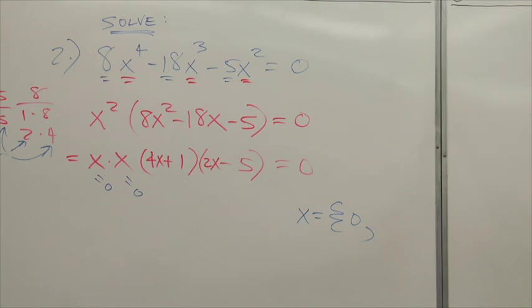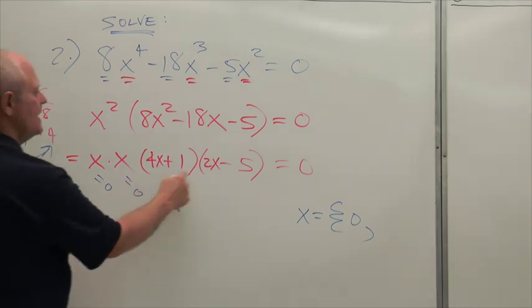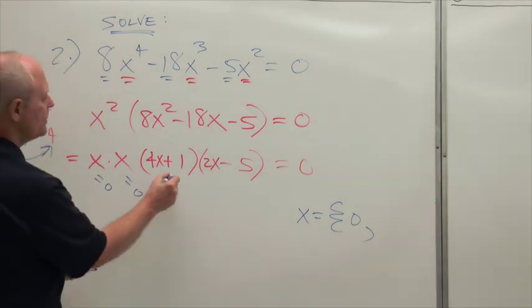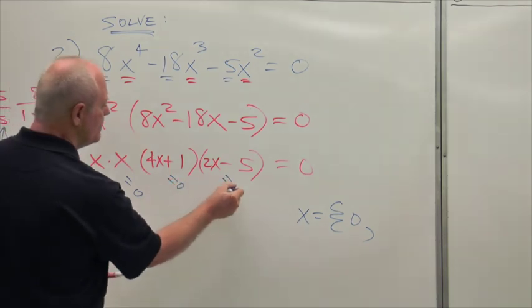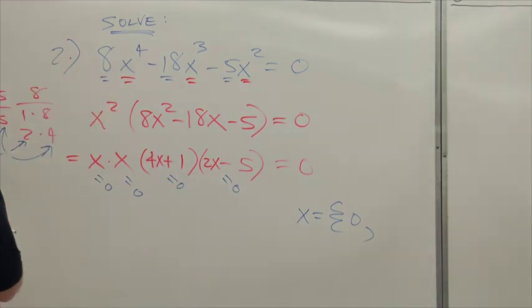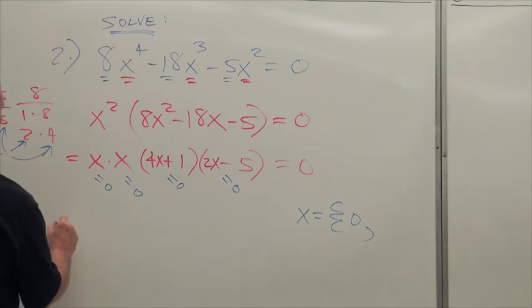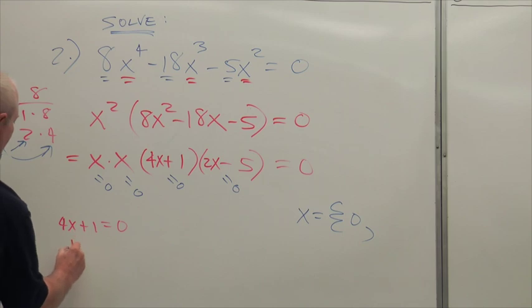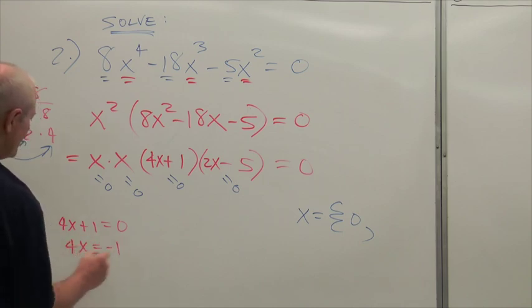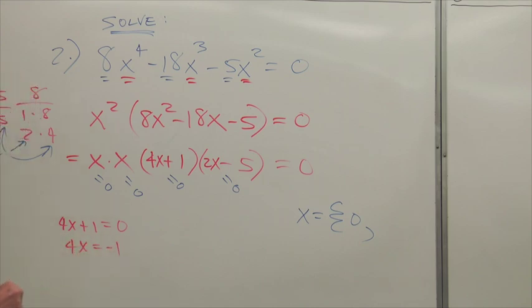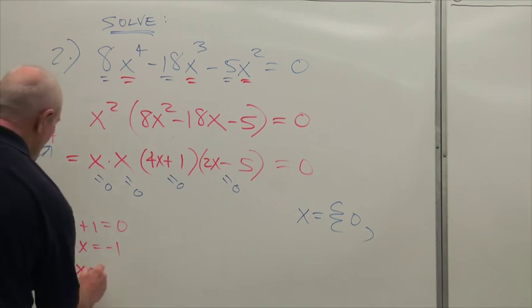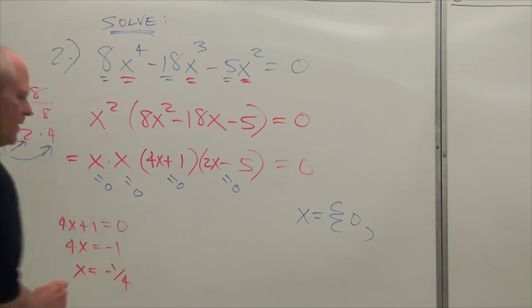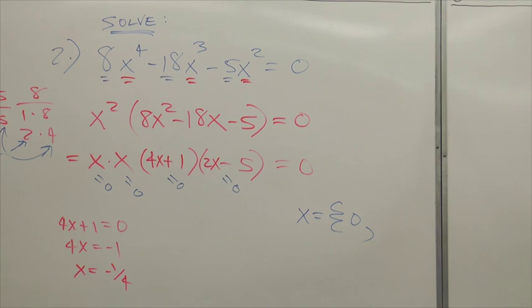What else? Yeah, we have to set each one of these prime binomials equal to 0 and solve for what? X. So what are we going to end up with? 4x plus 1 equals 0. Subtract 1 from both sides. 4x equals negative 1, right? Yes? And x is equal to what? Negative 1/4. Right? Careful with your signs.